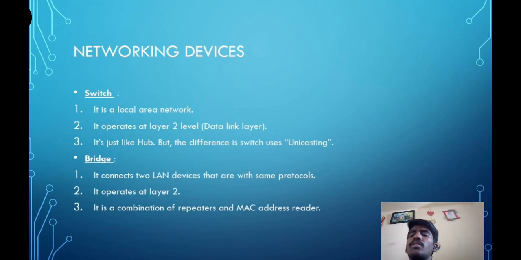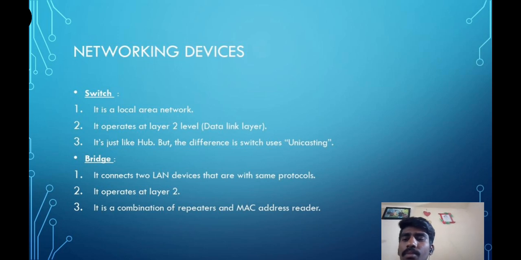Let's look at the switch. A switch is also a local area network device, and it operates at layer 2, which is also known as the data link layer. It's just like a hub, but the difference is that a switch uses unicasting. That is an advantage for switches, whereas hubs use broadcasting, which can involve malicious data. So there is no security in hubs.